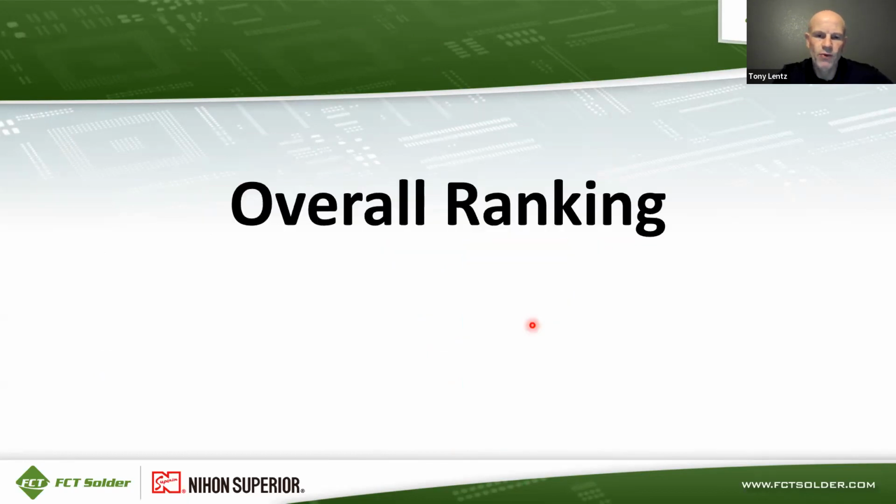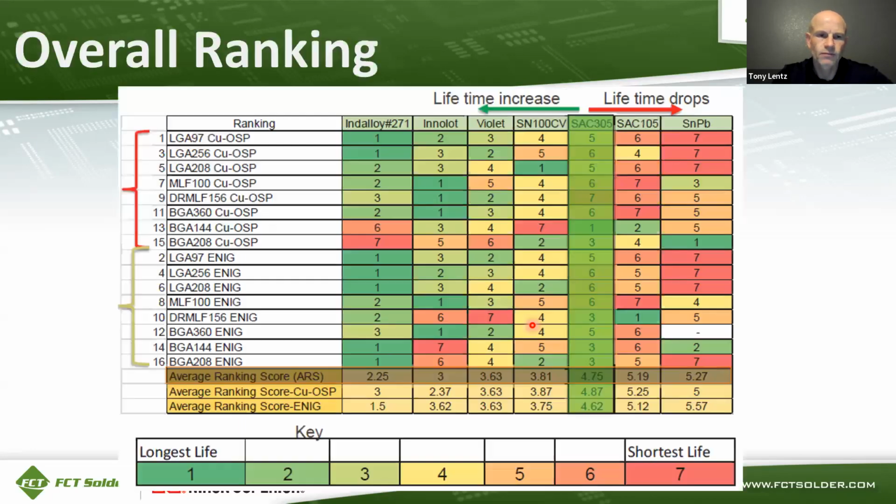Out of this paper, there was an overall ranking generated for the alloys that were tested. Here's the data chart for that overall ranking. I'm not going to go through all of this. I'm just going to highlight a few key points. First of all, the 1s and 2s were the longest life or the best performing alloys, and the 6s and 7s highlighted in red were the shortest life or the worst performing alloys. And then there was an average ranking score generated for each one of these alloys.